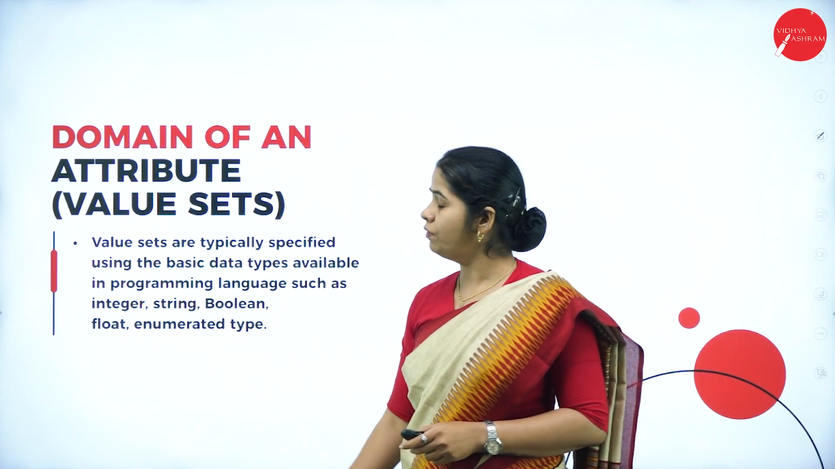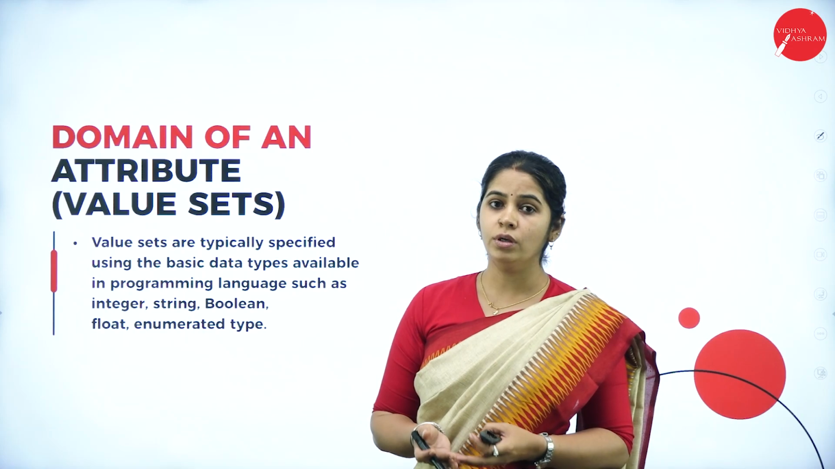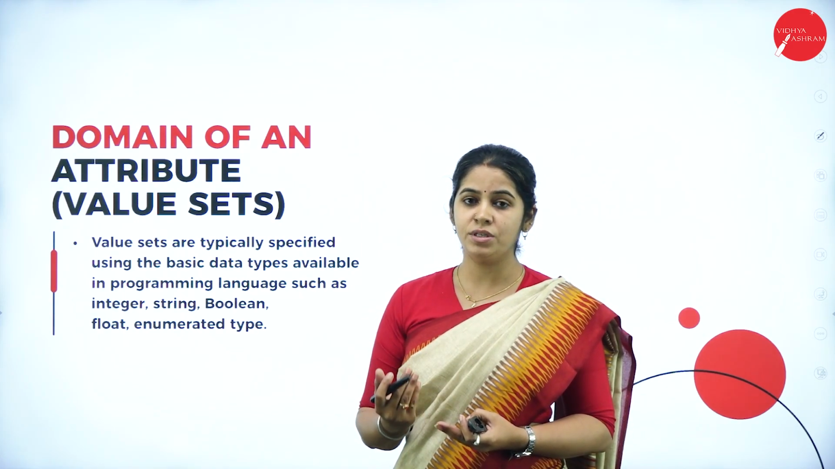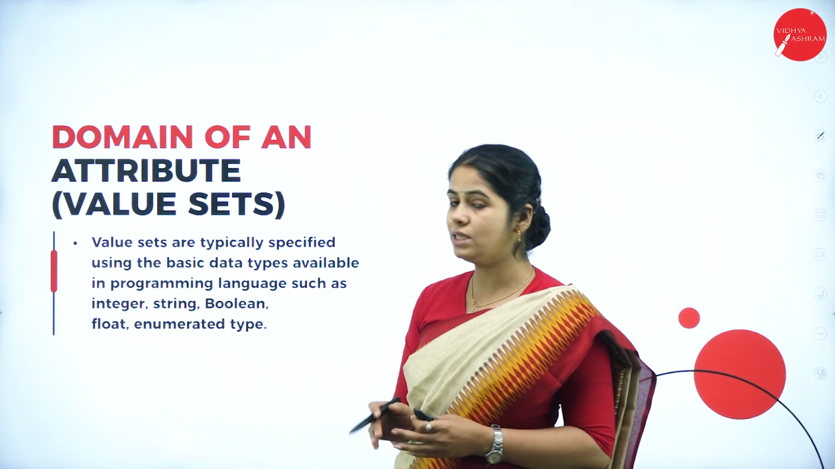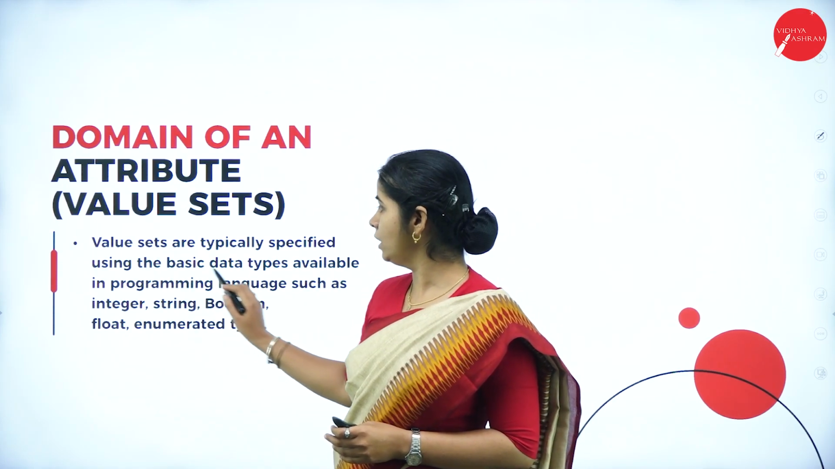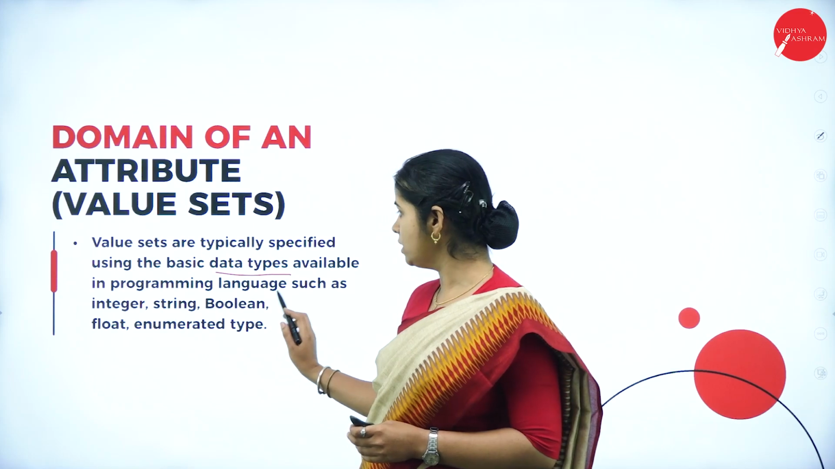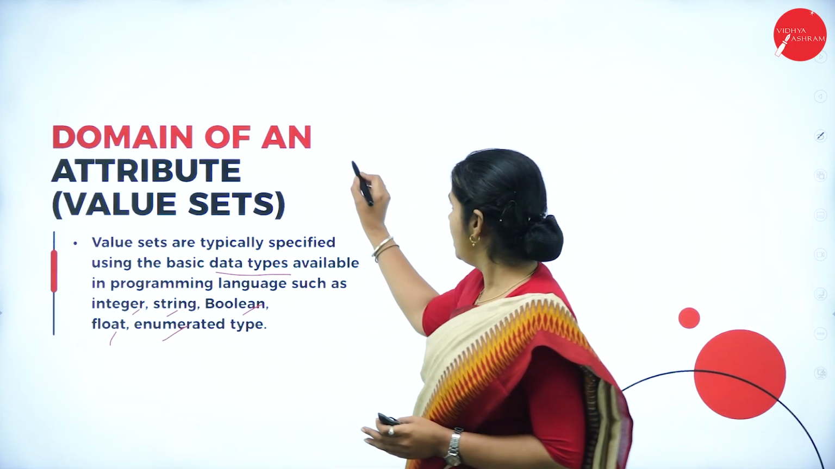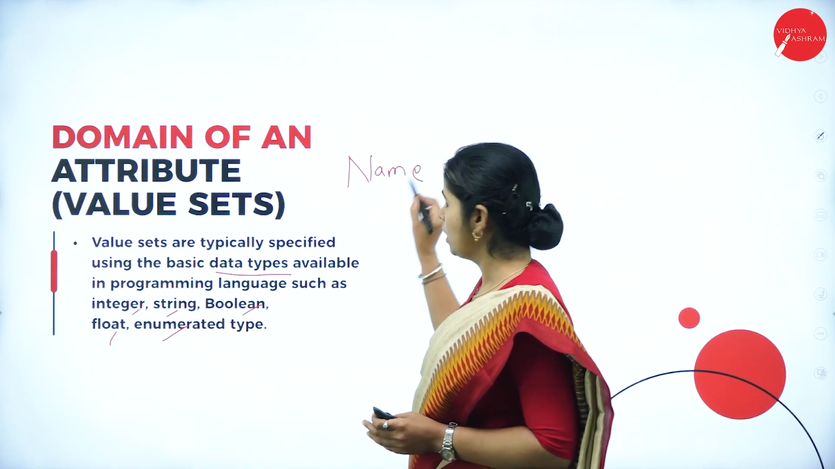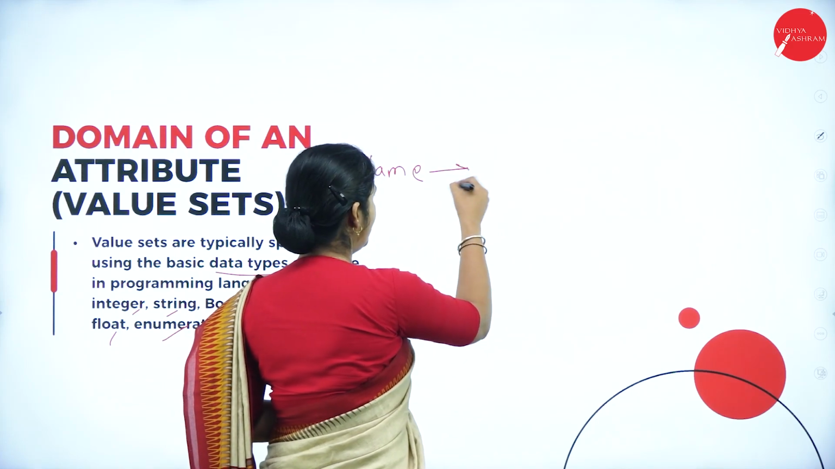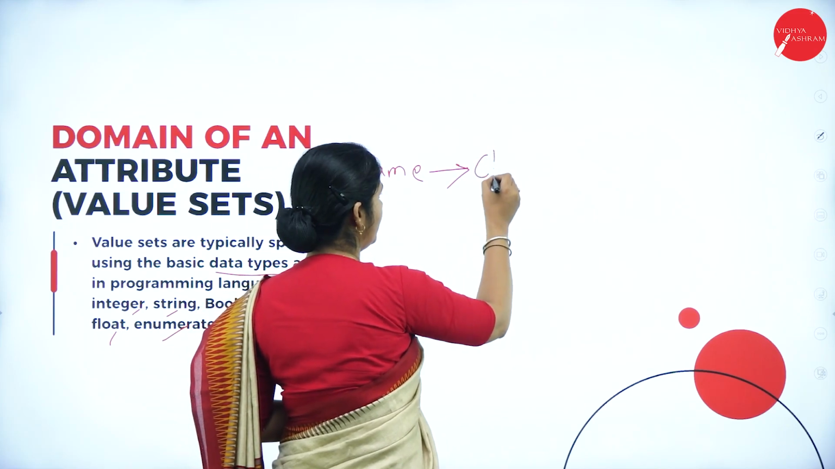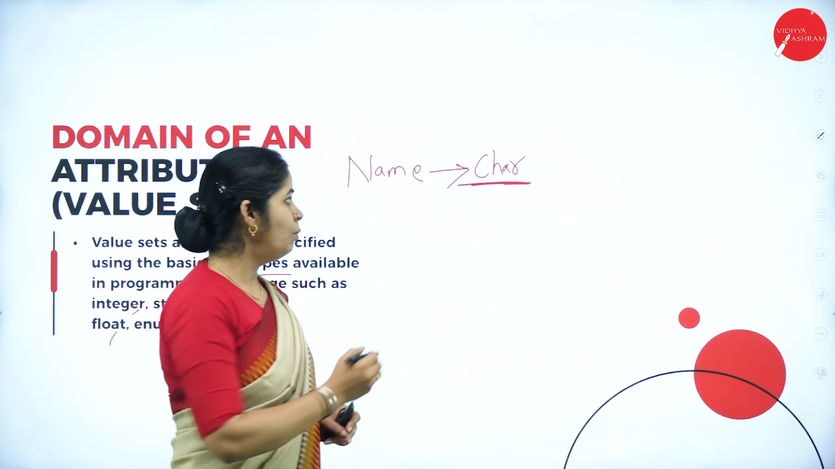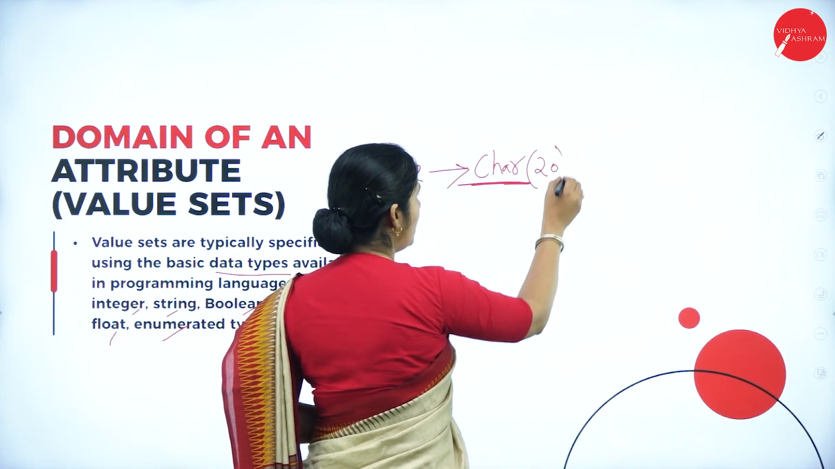Next, we are going to discuss the domain of an attribute. What do you mean by domain of an attribute? An attribute should be defined with some value, right? Each and every attribute should have its own value. The data type defining that value is called the domain of the attribute. It's as simple as that. The values are typically specified using the basic data types available in the programming language, such as integer, string, boolean, floating, enumerated types. Whenever we say name is an attribute, what data type will name be accepting? It will accept the character data type, right? So this is called the domain of an attribute. When we are specifying the character, we are supposed to specify the length of the character also.